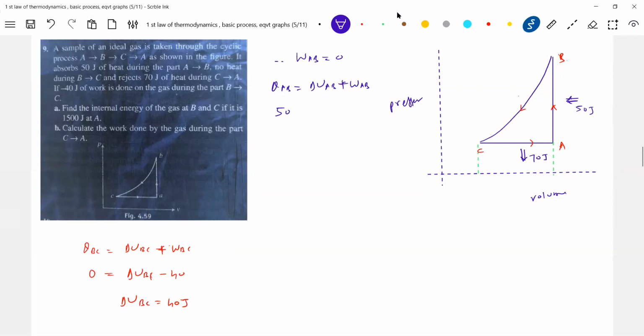What is QAB? 50 joules. Delta UAB, work done AB is zero. Any reason for that? Because volume is constant. So how can you say? You can see from path AB, V is constant. So therefore, what is delta UAB? I got 50 joules.